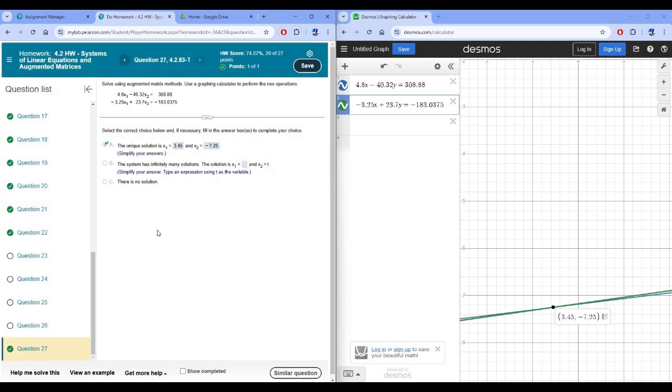There we go. And that's the assignment, guys. So really, systems of linear equations and augmented matrices is really simple. All right. Best of luck. To the next one.